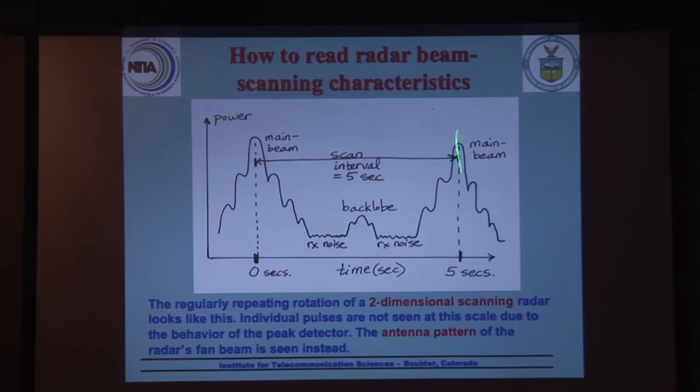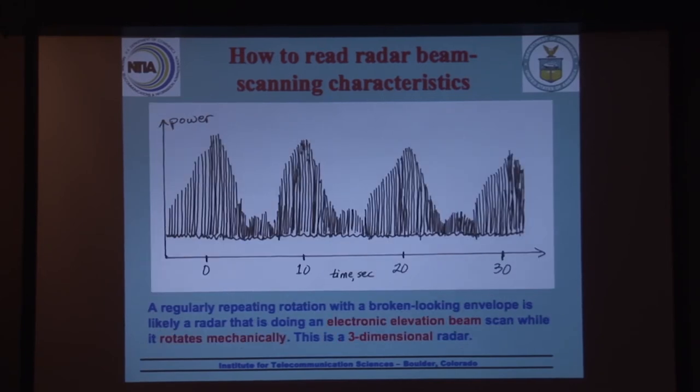So you see two peaks occur 5 seconds apart. 5 second rotation time. Nothing else complicated going on. Two-dimensional beam scanning, like for an air traffic control radar. Doesn't necessarily mean it is an air traffic control, but that would be consistent with what you're seeing.